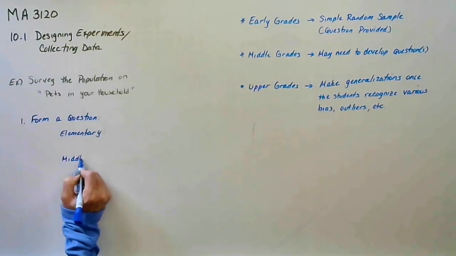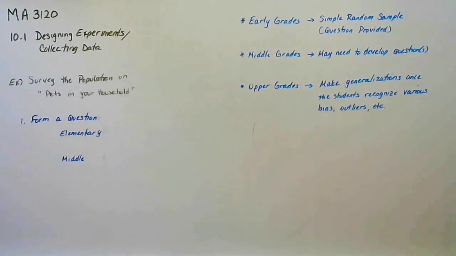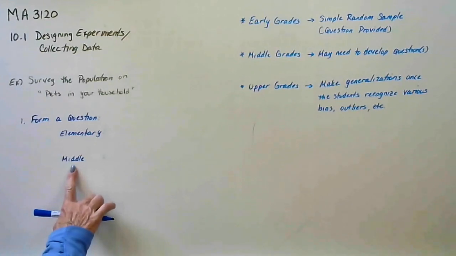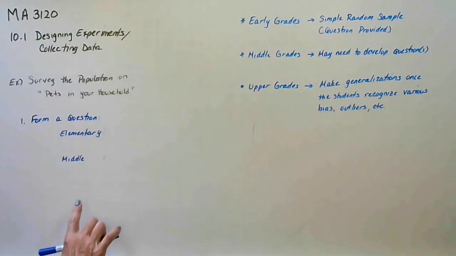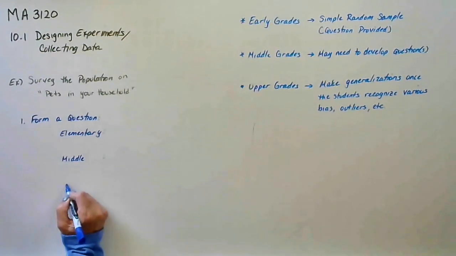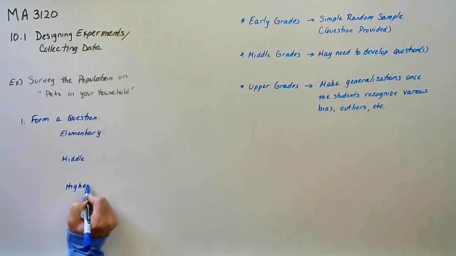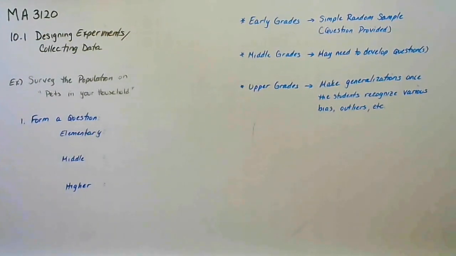And again, middle could be the middle school, 6, 7, 8, 7, 8, 9. But it could also be the middle grades, like 3, 4, 5. And then we're going to do higher or upper. And of course, that could be high school. Remember, we already talked about how you can kind of slide the scale depending on what you need.